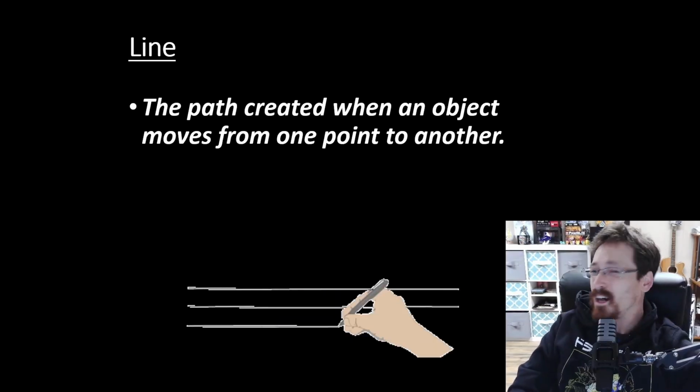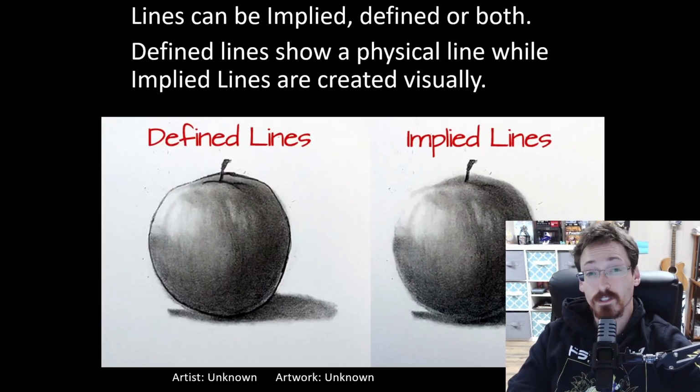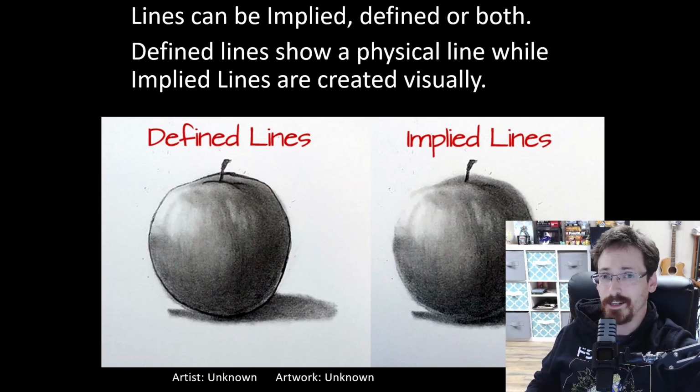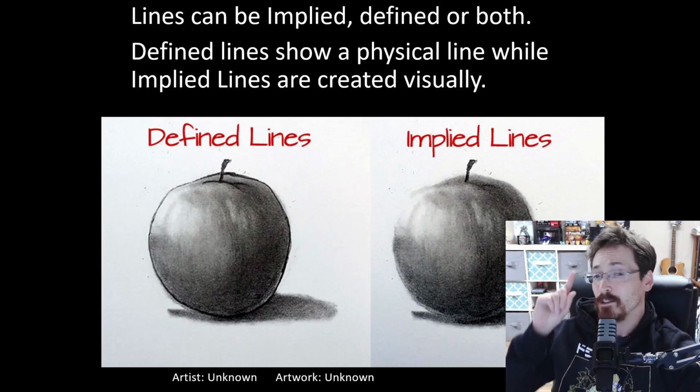Now, something that a lot of people don't know about line is there's actually 2 different types. The first type being a defined line, while the other type being an implied line. A defined line is a line that separates 2 objects.